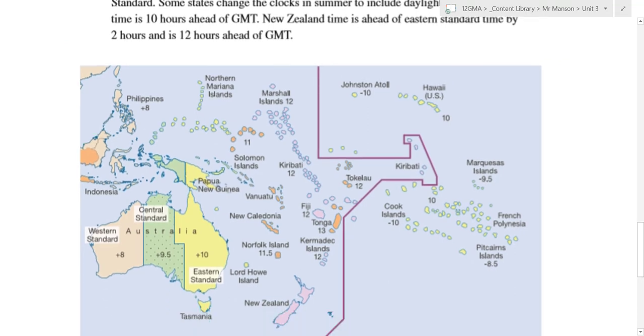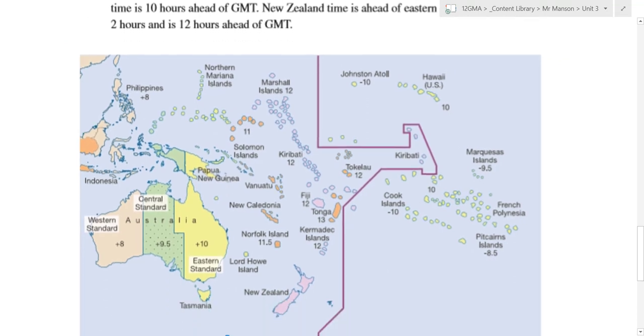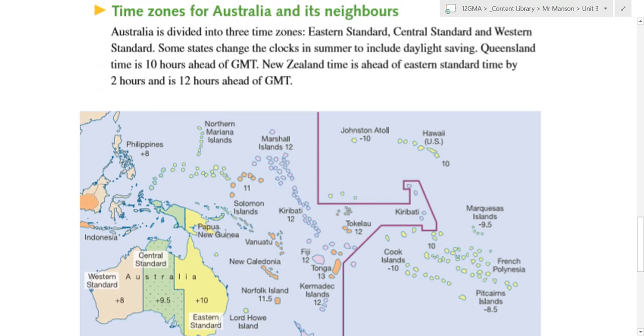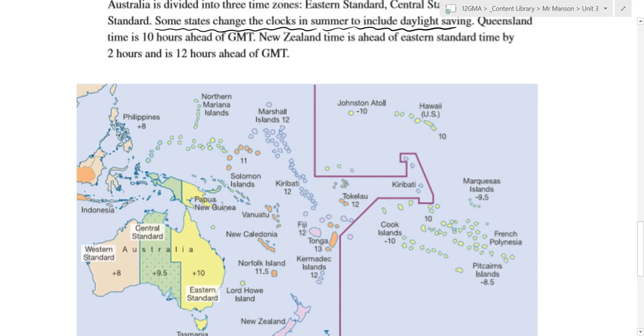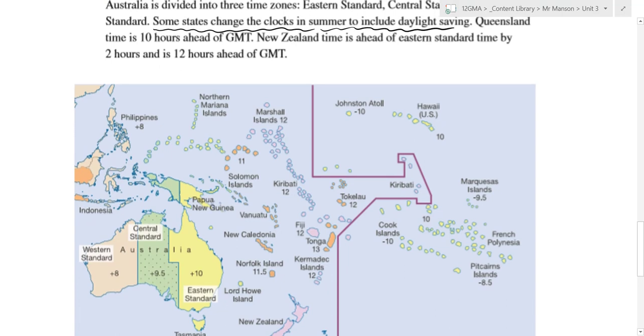And lastly, here's Australia's breakdown, but that doesn't deal with daylight savings. And so some states make that statement here. Some states have daylight savings. Queensland time is 10 hours ahead of GMT, but Sydney is 11 hours ahead of GMT when they include daylight savings. So when it's 6 o'clock here, it's 7 o'clock in Sydney, and that's the extra hour.